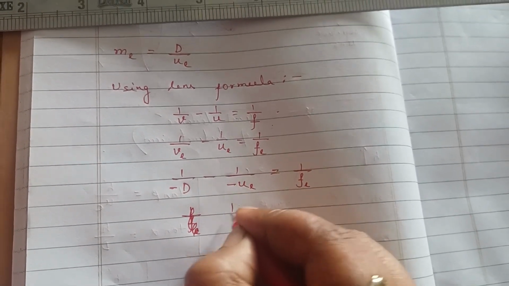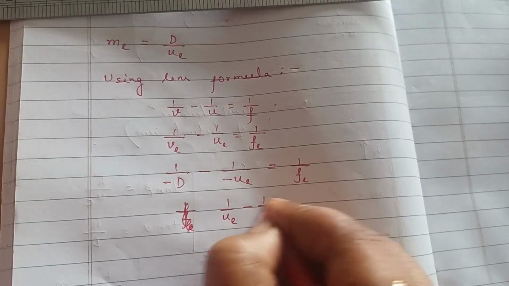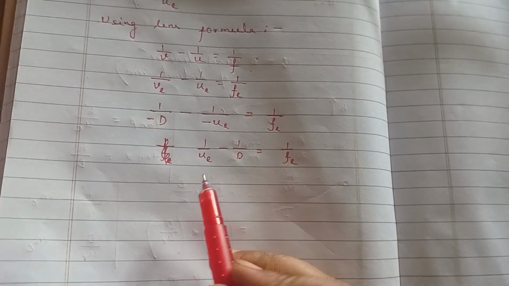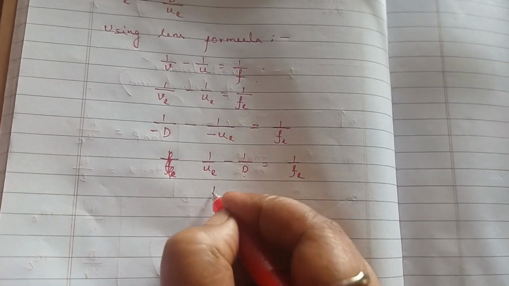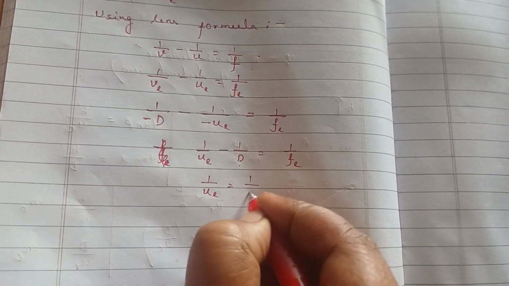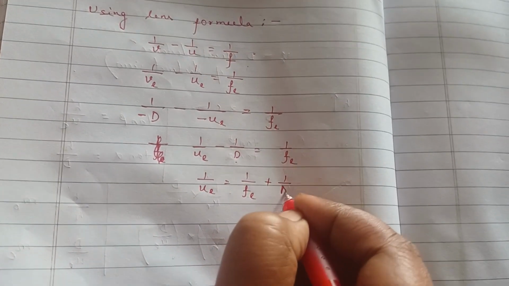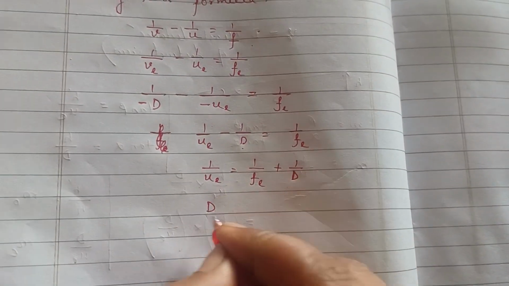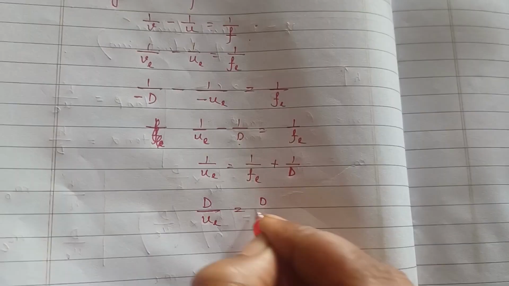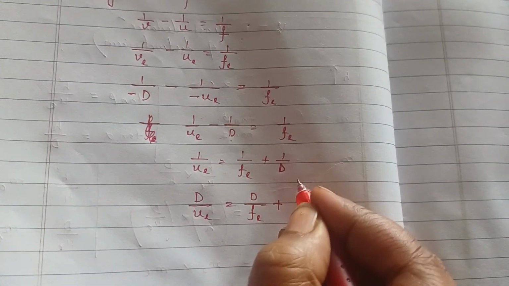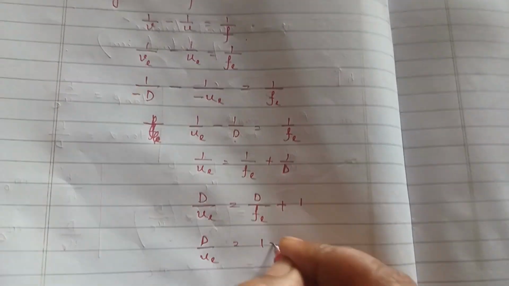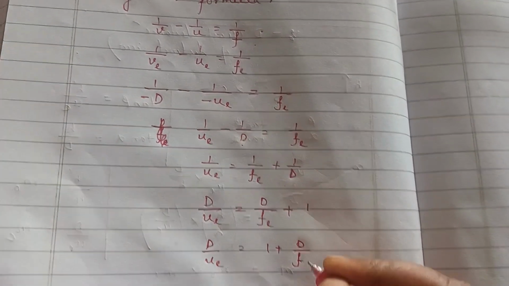First change it. This minus minus plus, so 1 by UE minus 1 by D is equal to 1 by FE. So if I take this to this side, it becomes 1 by UE is equal to 1 by FE plus 1 by D. Now I have to find out an expression for D by UE. So on both sides, I will multiply by D. So we are getting D by UE is equal to D by FE plus D by D cancels out, so 1. So basically D by UE can be written as 1 plus D by FE.